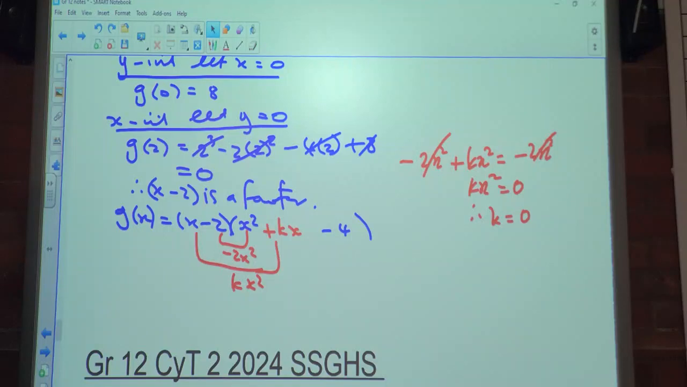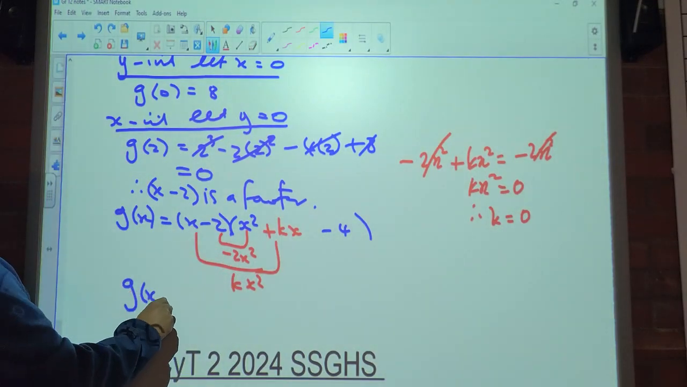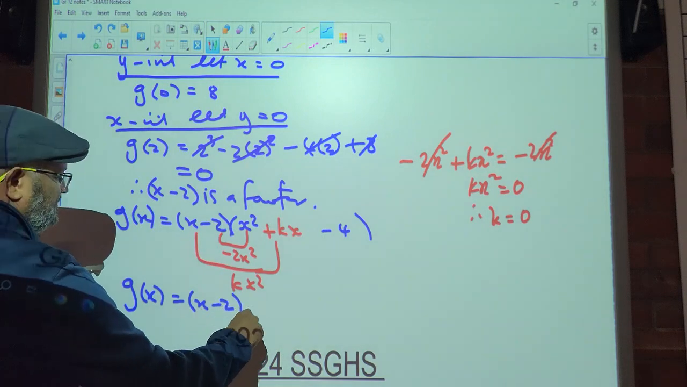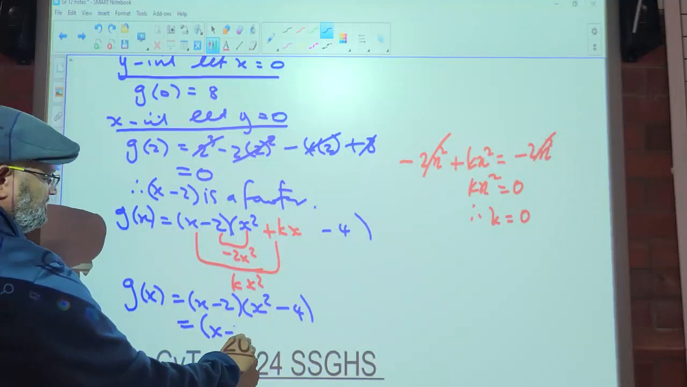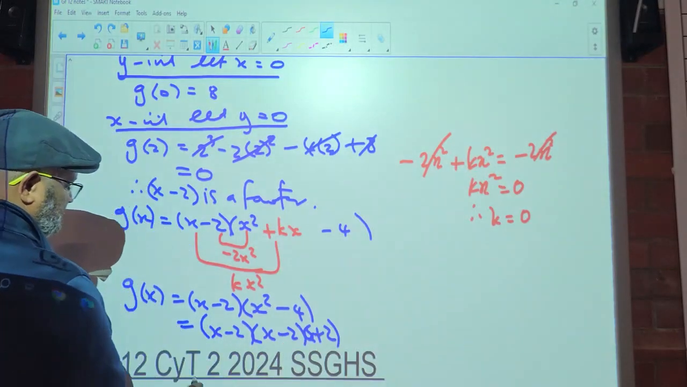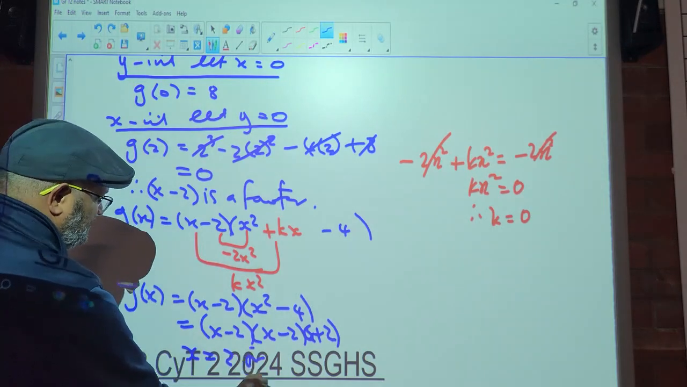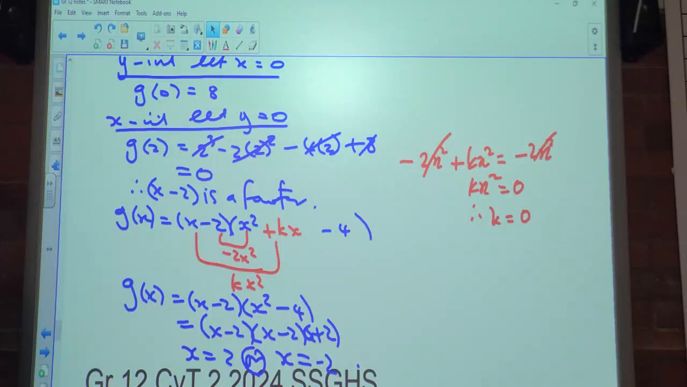So if k is equal to 0, then g of x reads: g of x is equal to x minus 2 into x squared minus 4. Difference of 2 squares, so it's x minus 2, x minus 2, x plus 2. So x is equal to 2 or x is negative 2. Okay, so we've got all our intercepts now, x and y intercepts.